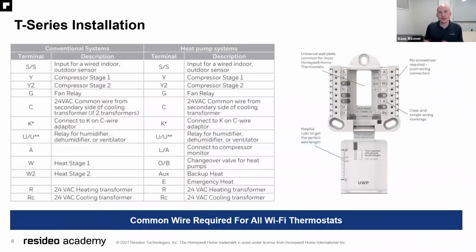Now, before we get into app connectivity and troubleshooting, let's talk about the basic installation, step one of that three-part process. The most important thing to remember is that all Wi-Fi thermostats require that C common wire. Depending on the thermostat you're using, whether it's a T6 6320WF or TH6220WF, the compatibility may differ, and you may or may not use specific wiring terminals. For example, we know that with our 6220, we're not going to be able to use ventilation. So we're actually going to have to use a 6320WF there.